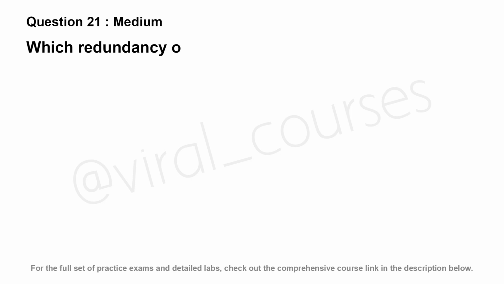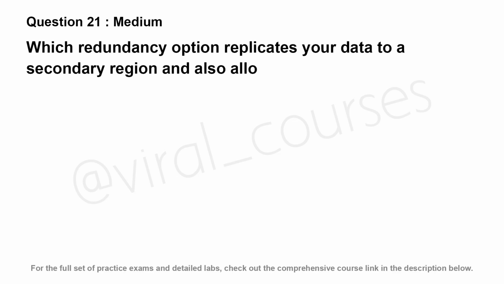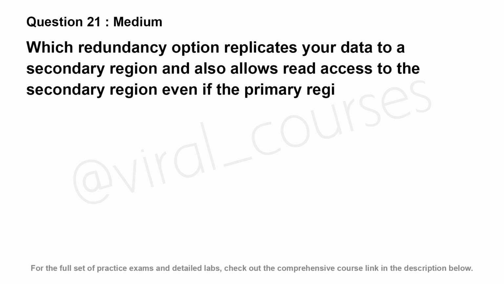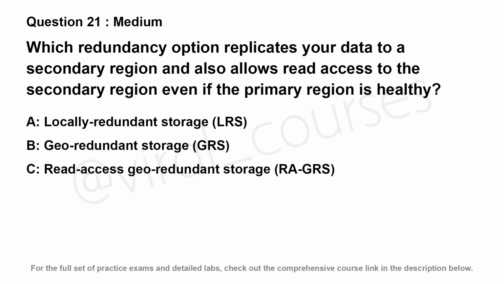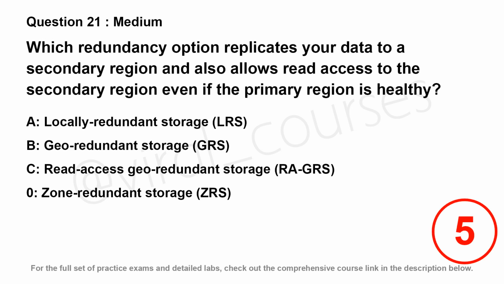Which redundancy option replicates your data to a secondary region and also allows read access to the secondary region even if the primary region is healthy? Option A, locally redundant storage, LRS. Option B, geo-redundant storage, GRS. Option C, read access geo-redundant storage, RA-GRS. Option D, zone redundant storage, ZRS.